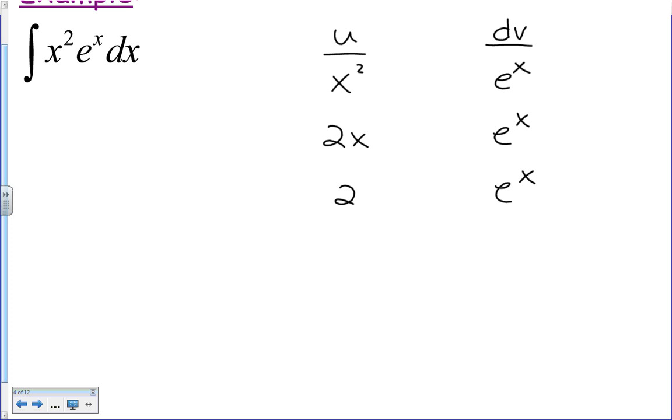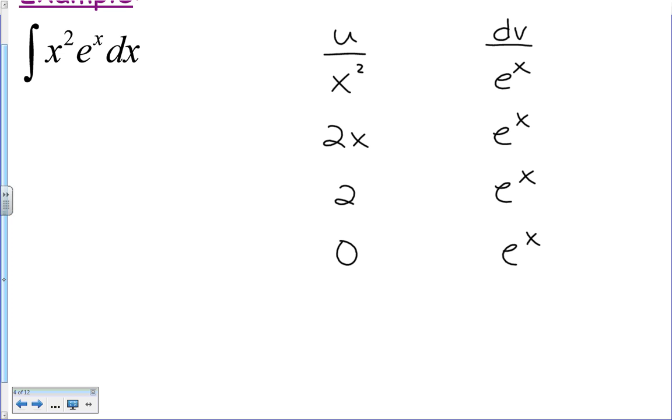And in fact, if I can get 0 in that u column, it turns out to be pretty nice. So I'm going to take one more derivative. We'll get a 0. And take the antiderivative of e to the x again as just e to the x. We'll talk about the techniques for knowing when to stop this process, but getting a 0 in the u column is one stopping condition.